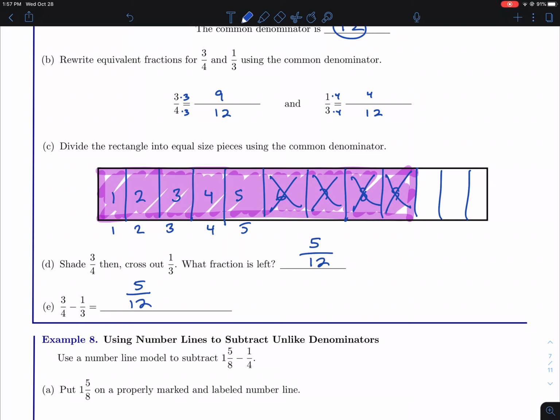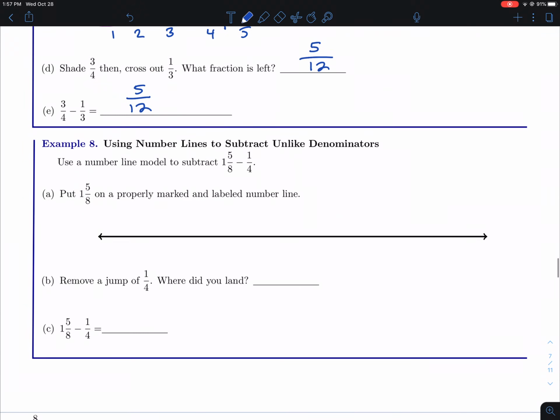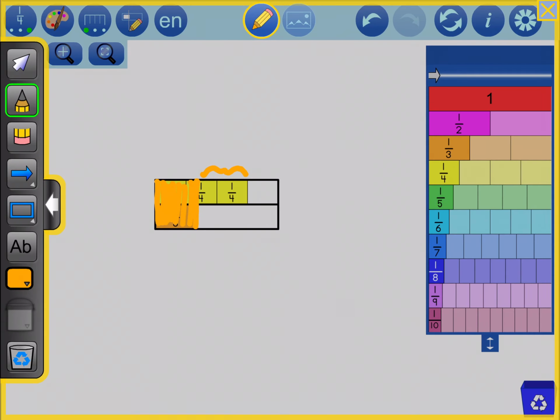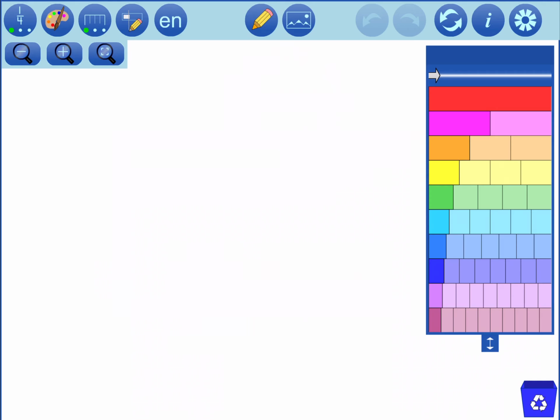All right, so finally, moving on to subtracting with number lines. Again, this is the same idea, the same way we did before. First thing we'd have to do is get a common denominator. This one actually wouldn't look as bad on the fraction strips, just because 8 and 4 are almost the common denominator. So if we did 1 5/8 minus 1/4, this one wouldn't look too bad. So we might as well do it so we can get an idea of what's going on.